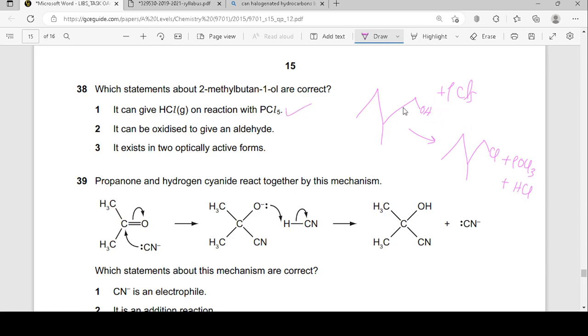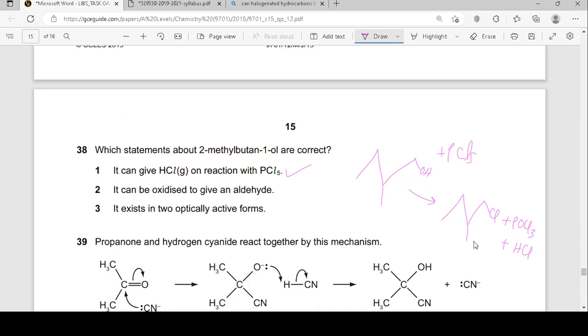That is definitely right. If you want, you can write these out as structural formulae to see if they're balanced, but I'm telling you that this is balanced, this is the equation. And so one is correct, basically. You get PCl3, POCl3, and HCl, okay?